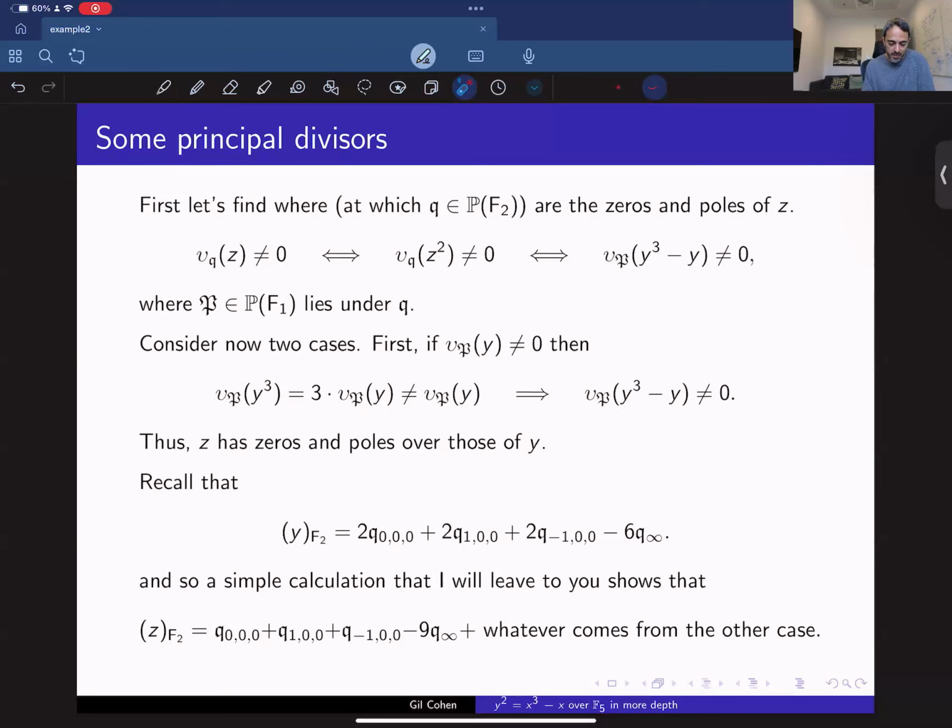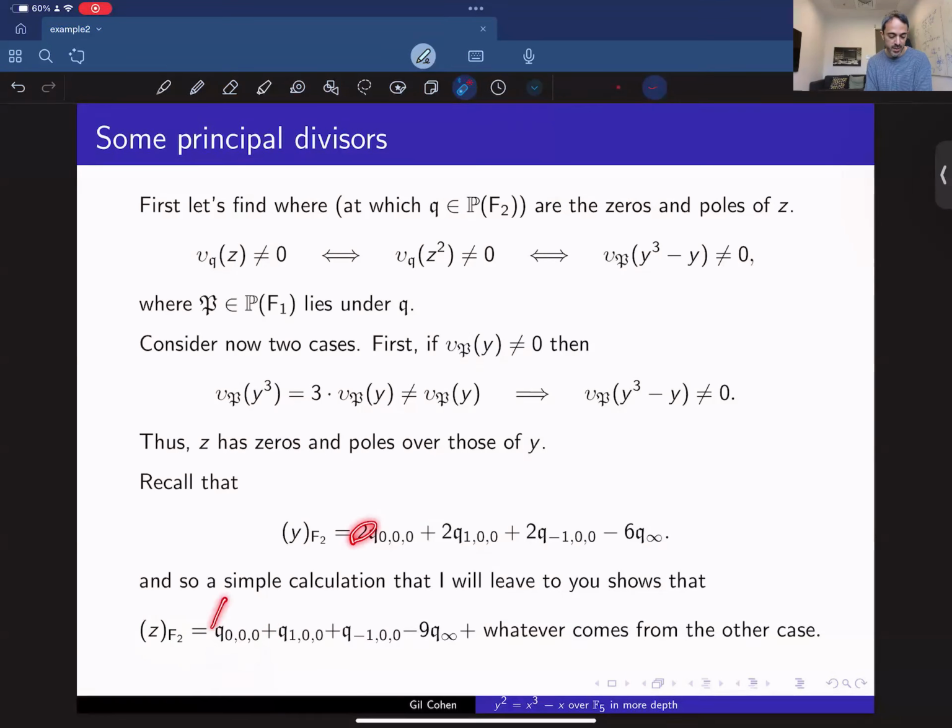Not all of them, maybe, because I'm under this assumption, but some of them. So we know that the principal divisor of z also corresponds to these prime divisors. Of course, the coefficients would be different. I never said that VQ of z equals whatever, but you can figure out the coefficients just by computing the valuations. So the principal divisor of z is Q00.